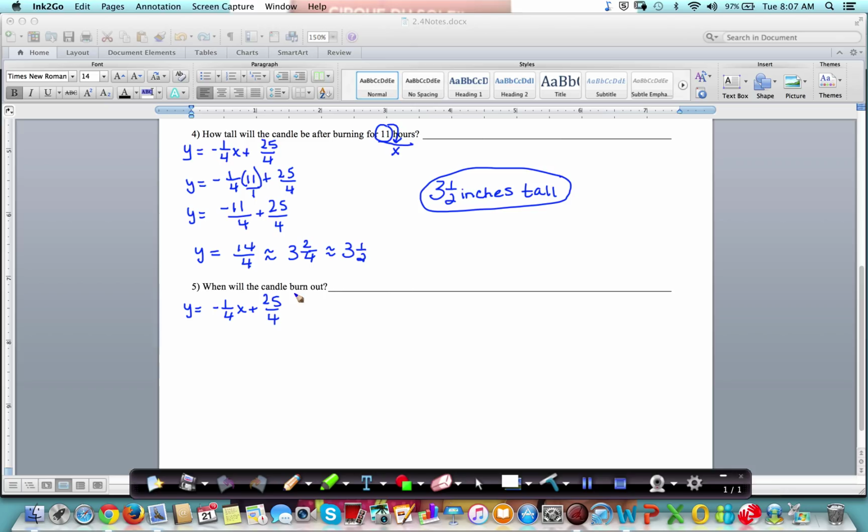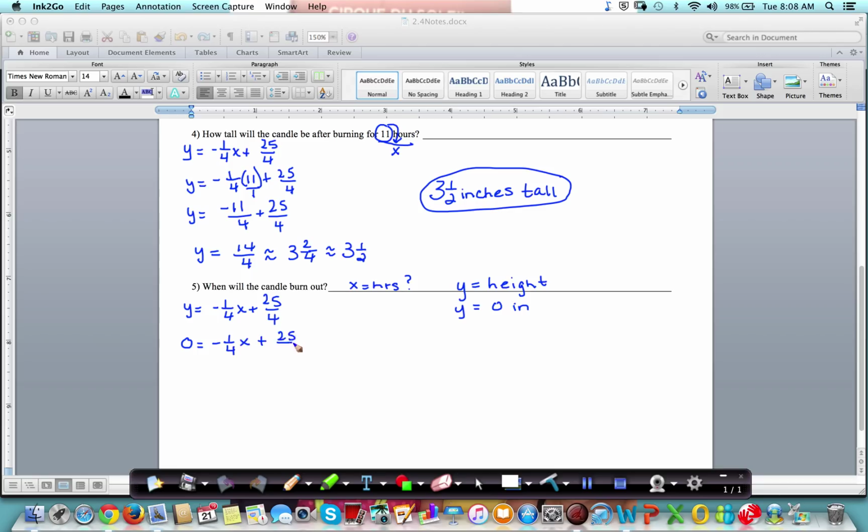Okay, question number 5: when will the candle burn out? So after how many hours will the candle burn out, right? x is hours, and we want to know how many hours until the candle burns out. Y is the height of the candle. Well, if the candle's burnt out, its height, I would hope, is going to be 0 inches. That's the assumption we would make. Now I know candles don't always burn right out to the last possible drip of wax, but we're going to pretend that that's the case and that the height is 0. So when the candle's totally burnt out, we're going to solve for how many hours that is going to be.